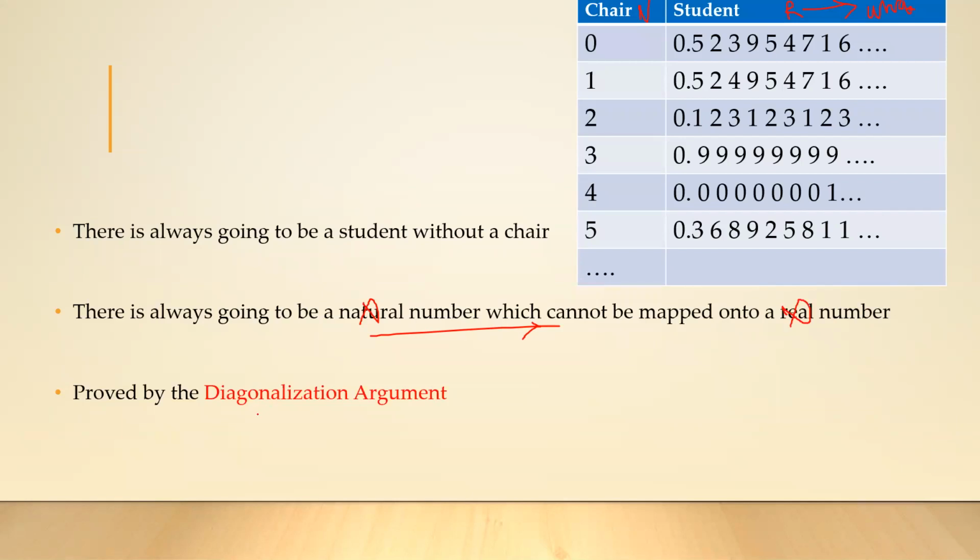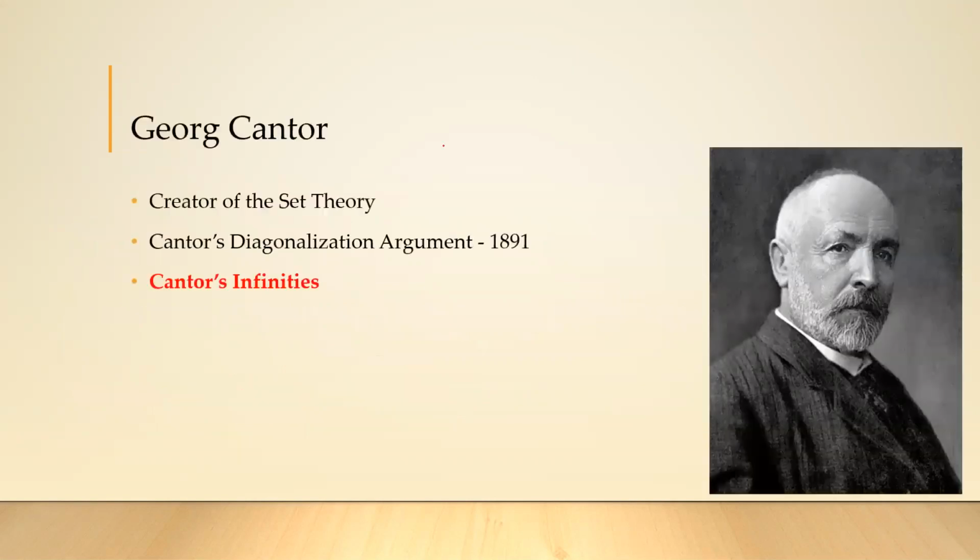Now, this has been proved by an argument called the diagonalization argument. What the diagonalization argument proves is that R is uncountable and the infinity of R is greater than the infinity of N. So let's see how it was done. There was this mathematician and philosopher called George Cantor. Even though we pronounce it as George Cantor, it is actually Georg Cantor. Anyway, Georg Cantor came out with Cantor's diagonalization argument.